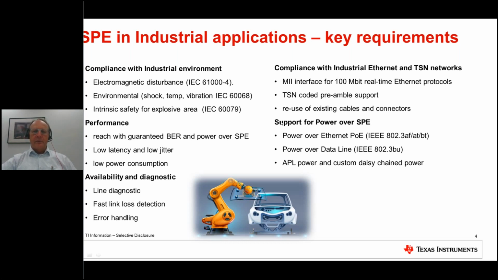The last topic was discussed many times during these two days: power options. If I want to use the same cable with power, there is of course power over Ethernet, there's power over data line, there is APL power, which has a few different parameters for the intrinsic safety application, but you could also do your custom power. Think about doing your own single pair Ethernet in a robot arm, where you even power your motors, your control, and your position feedback over the same Ethernet cables, in a kind of custom daisy chained power.